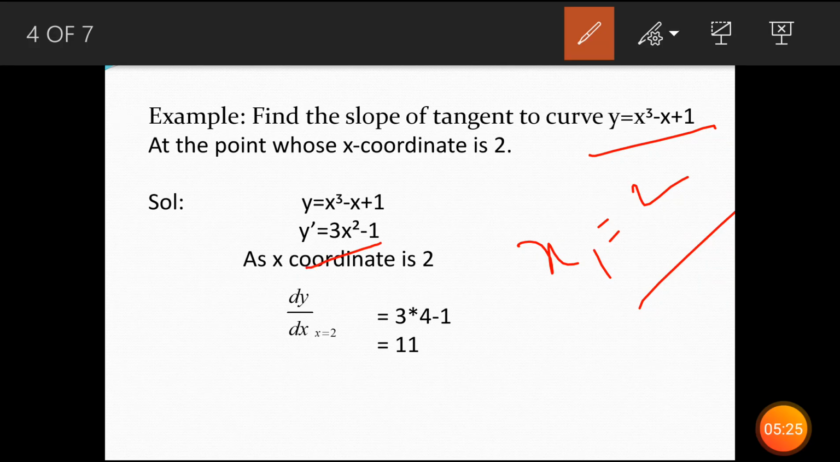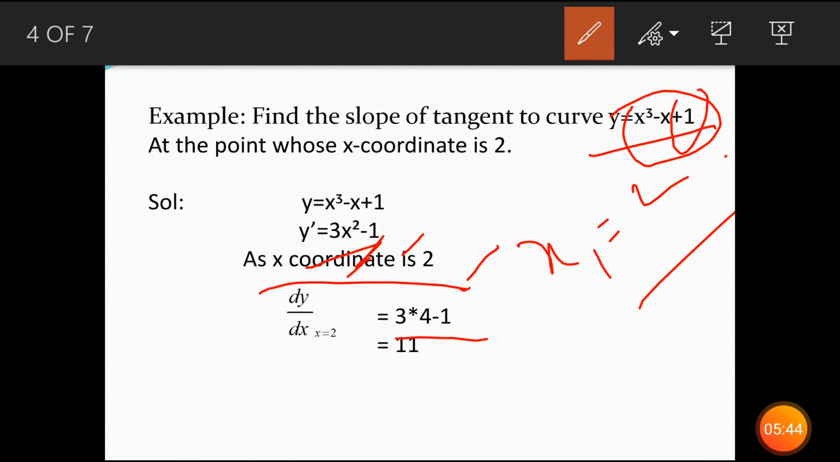So we are going to calculate y dash. Obviously you are going to differentiate it with respect to x. So this will become 3x square minus 1, and derivative of constant is 0. Now x coordinate is 2, so put 2 here, so you will get 3 into 4 minus 1, so this is 11. So at x equals to 2, the value of the slope is 11. So very easy calculation, only the concept you should know.